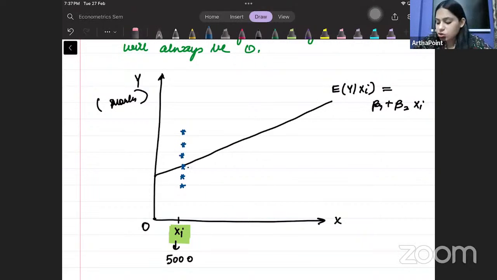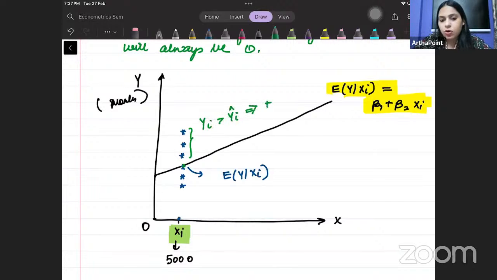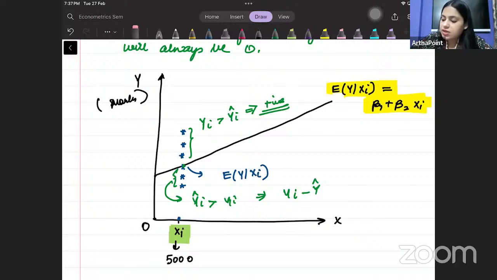Try to see that the average marks that would have come, given this income level, I have joined those and I have got my regression equation line. There are some marks which are above the average marks. So here my yi is greater than the predicted marks. That means I am making a positive error. There are some marks which are below the predicted marks. So I am predicting more than the actual marks. Error is actual minus predicted, so in this case my error will be negative.